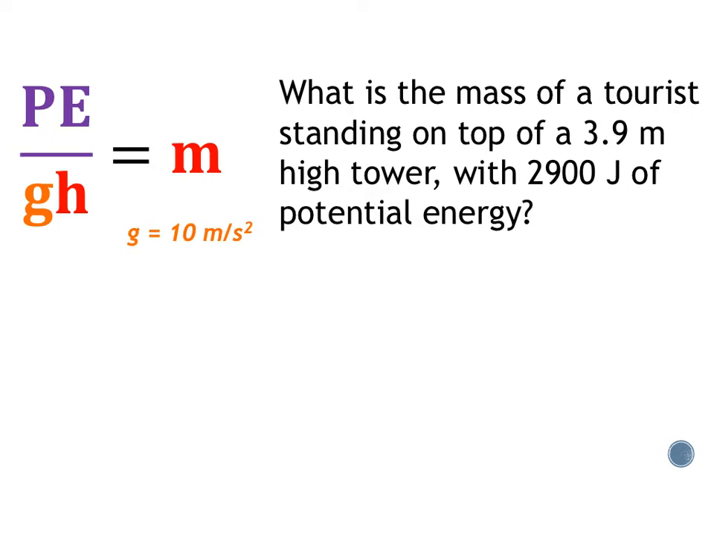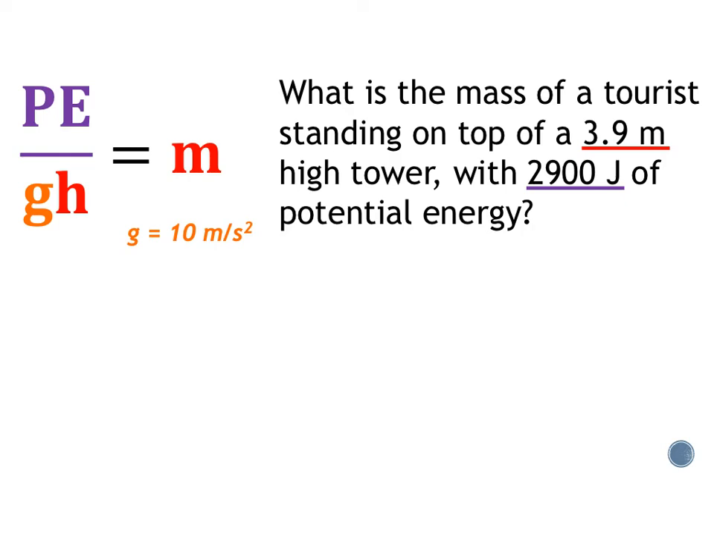Now the first thing that we're going to remember again is G is equal to 10 meters per second squared. Our acceleration due to gravity on Earth is 10 for equations. We know that it's really 9.8, but we use 10 for calculations. Then as we read the question, we see 3.9 meters. That's our height. It tells us it's 3.9 meters high. And we have 2,900 joules of potential energy.